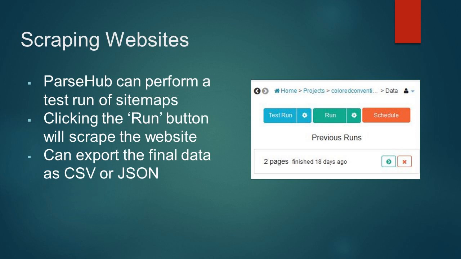So once you have your sitemap already built, you would hit the run button, and that's what tells ParseHub to go through and actually extract the information.